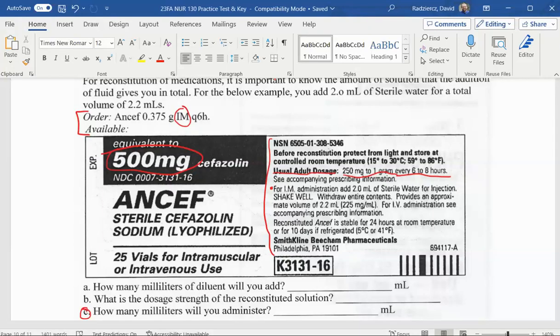So there's a couple things here that are helpful, but not necessarily helpful for math purposes. So 2 milliliters is what you're adding to the powder. The total volume is important to know, but what's most important is what's in parentheses right next to the total volume. Do you see where it says 225 milligrams per milliliter? That 225 milligrams per milliliter is what you're looking for. That is the strength or the concentration you're available to calculate the medication here.